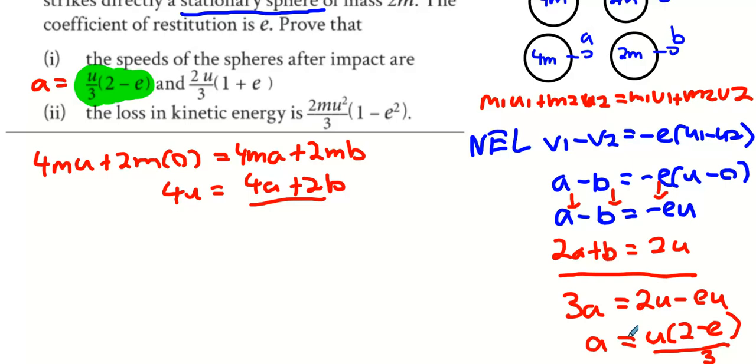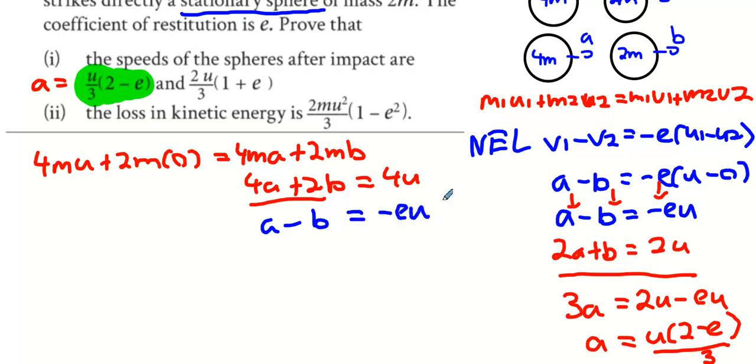Now, you could sub it back in. But I actually find subbing it back in is harder than redoing the equation. So I'll explain what I mean by that. So I'm just going to change sides on this one. I'm just going to go back to the beginning. Okay. I'm going to grab the A minus B equals EU. Okay. And you know what I'm going to do? I'm just going to solve it again.